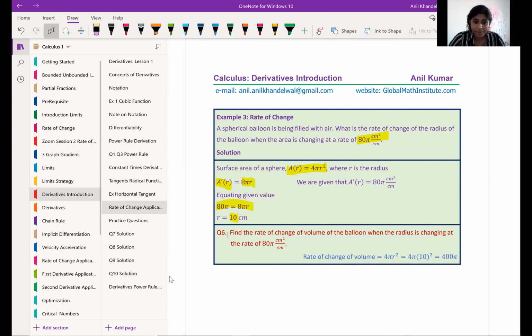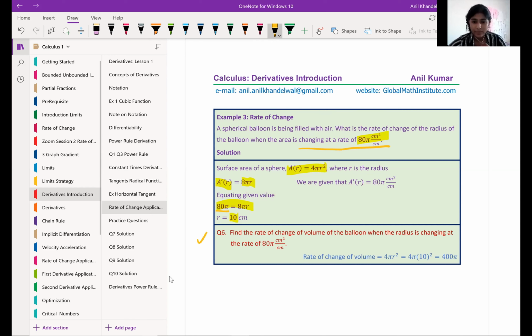And then here what we did was the derivative: you would just bring the 2 down and do 2 times 4, which is 8, so that'll just be 8 pi r. Then we equate the 80 pi centimeter squared per centimeter to 8 pi r, and you get the radius as 10. Perfect, because that is given to us. And we need to find the radius when the rate of change is 80 pi. And so we got the radius as 10.